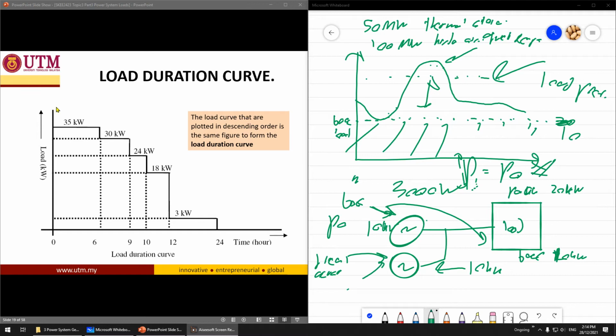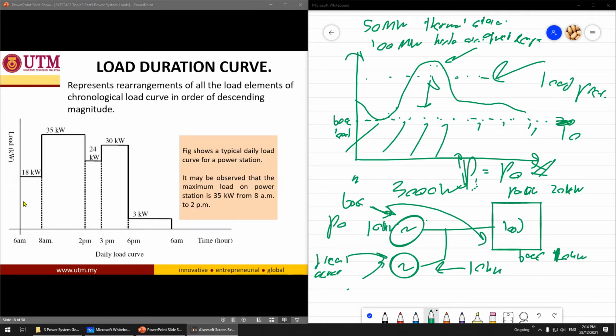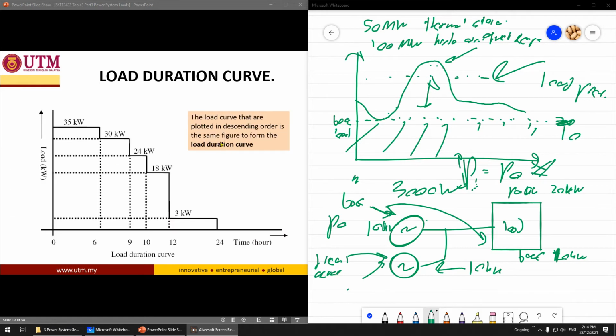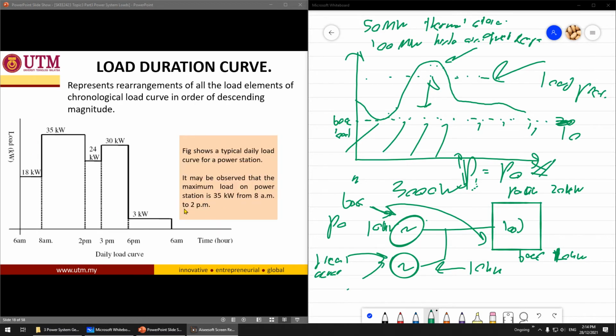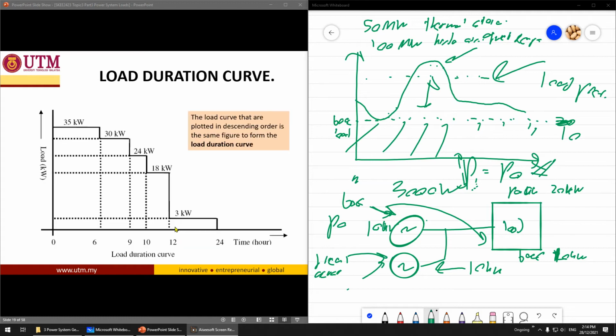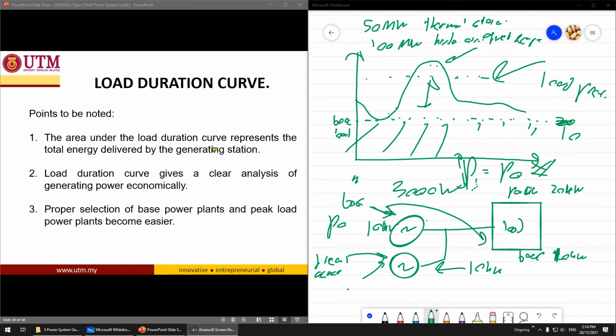So what is this called? It is called a load duration curve. So this is the load profile, or load curve, and this one is the load duration curve. It is based on duration and not time. This is based on time, this is based on duration. So make sure you know how to convert it and what the difference is. What is the point of making the load duration curve?